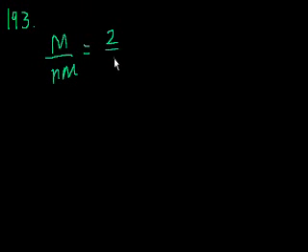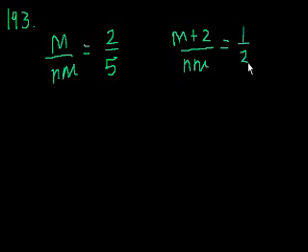Problem 193. In a certain calculus class, the ratio of the number of math majors to the number of students who are not math majors is 2 to 5. So math to not math is equal to 2 to 5. If 2 more math majors were to enter the class, the ratio would be 1 to 2. So if I have 2 more math majors, then the ratio of them to the non-math majors is equal to 1 to 2. How many students are in the class?